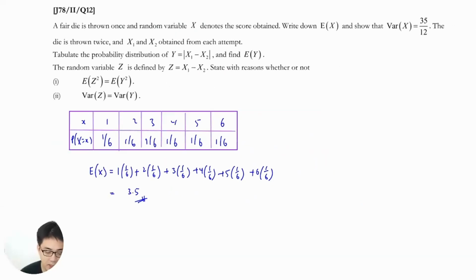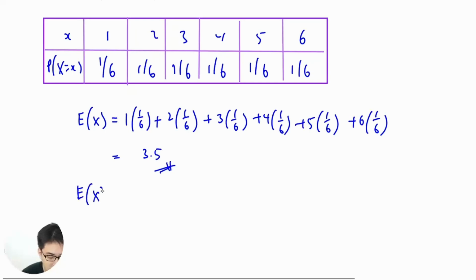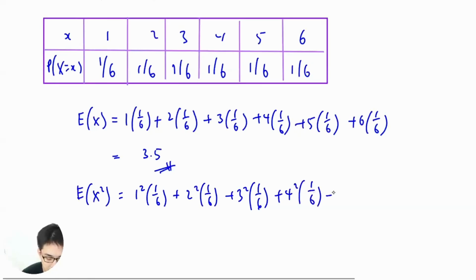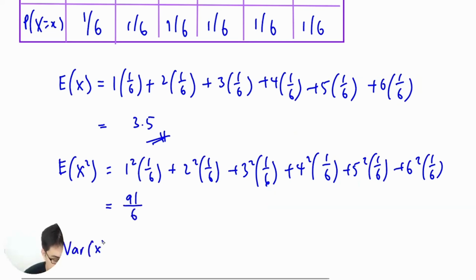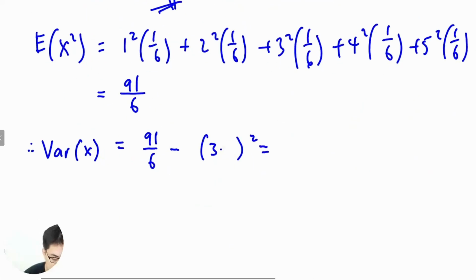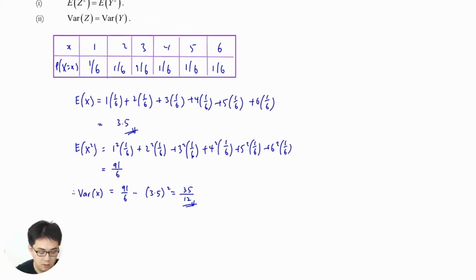Then you are asked to show that variance of x is 35 over 12. I think that's pretty okay. This is x squared. It's fine, this one is quite okay. That would be 96 over 6, 91 over 6. Variance of x. This should be quite fast. What I'm interested in is the second one.